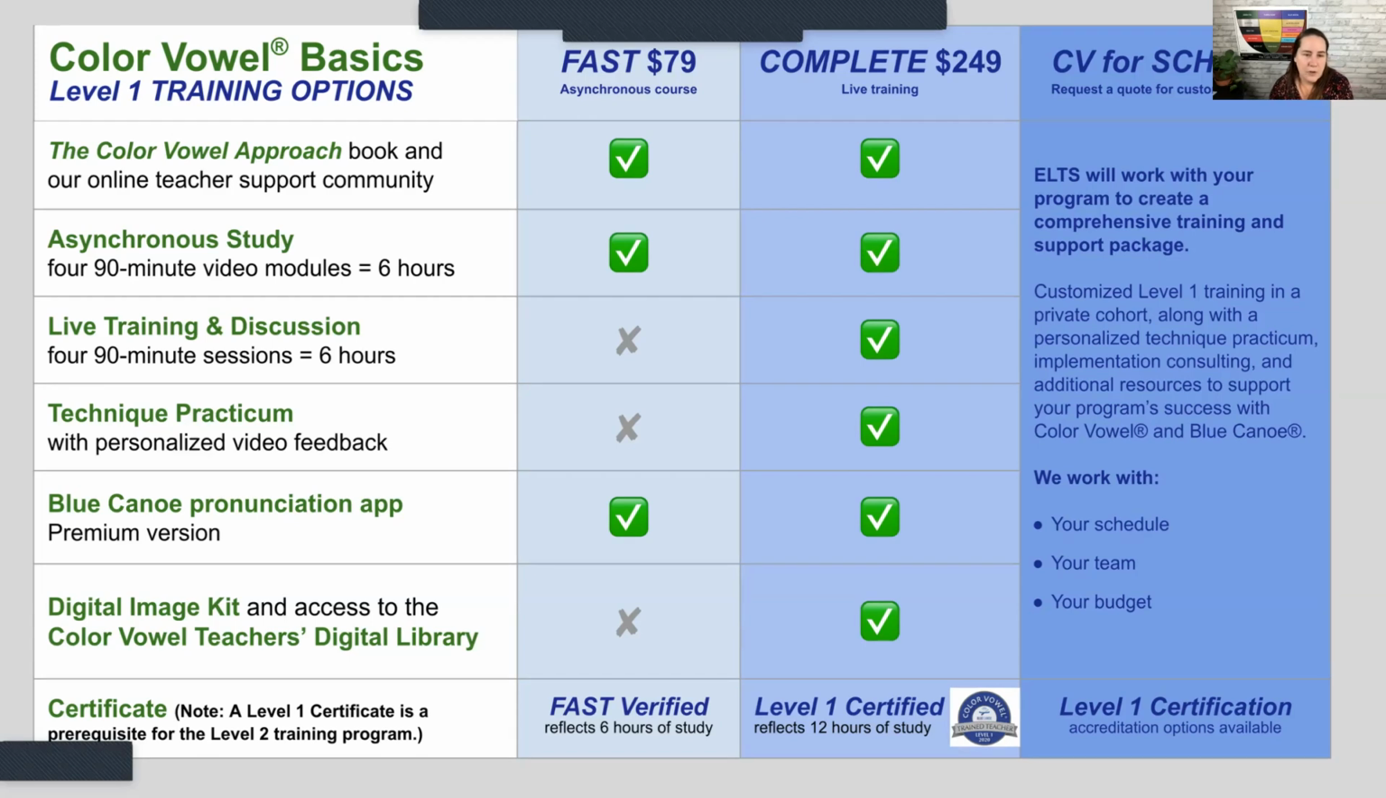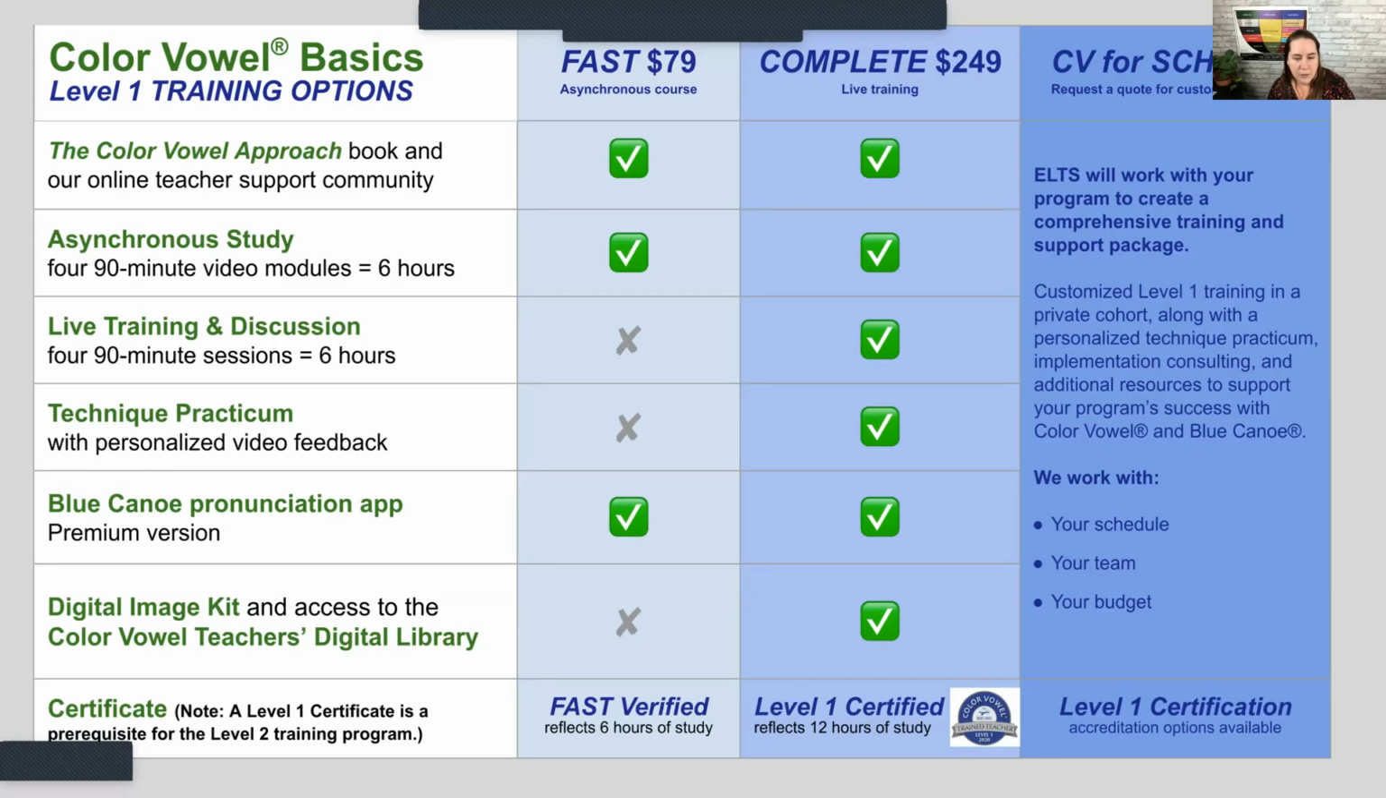Okay, so the FAST course includes a copy of our book. You receive 90-minute video modules totaling 6 hours of study to know from beginning to end the basic skills. When you join our complete course, you're able to then take that experience off for a live training and discussion with me and our coaches. You're able to then do those techniques with us and receive feedback in our practicum, and that's only in the complete course.